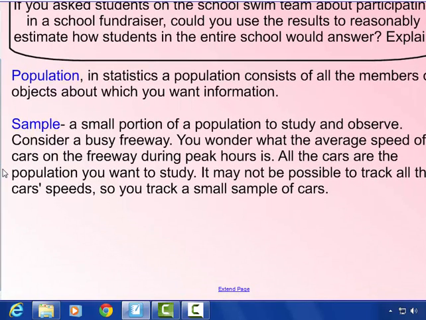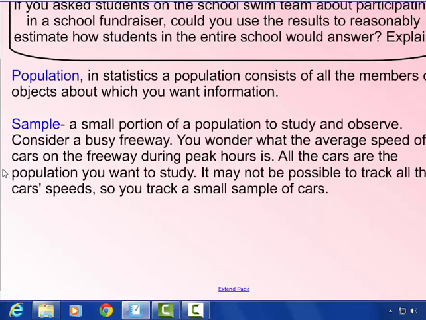A population consists of all the members or objects about which you want some information. So when we did the little lab activity on how many letters are in your name, the population was our class that was in the room, all the people that were in the room that day. The sample was the 9 other people that you asked how many letters are in your name. So the sample is a small portion of a population to study and observe.